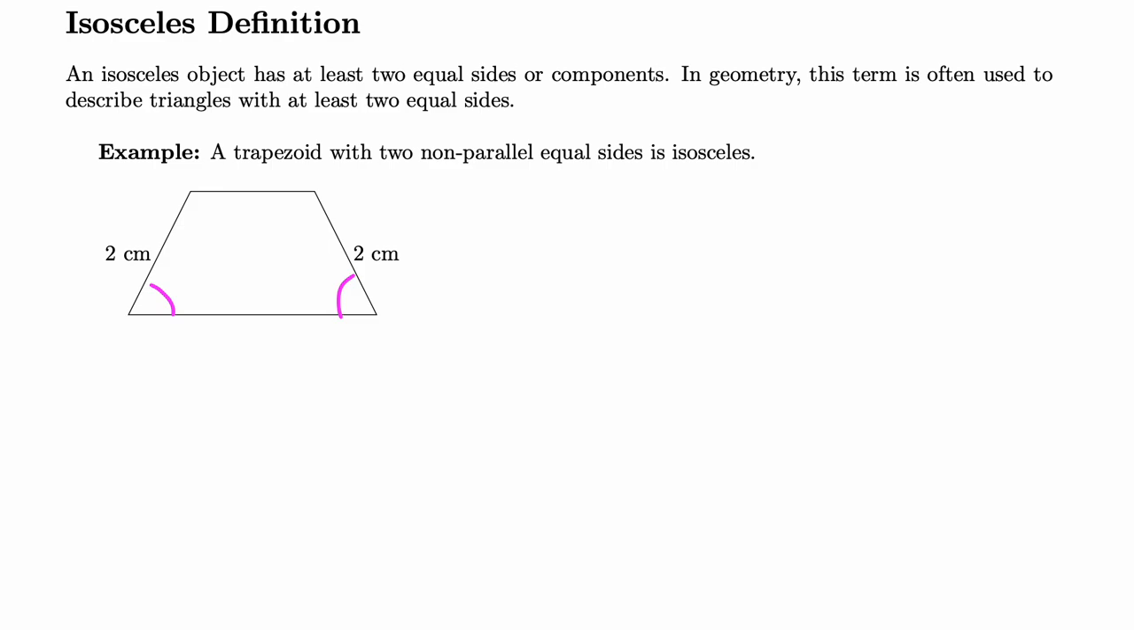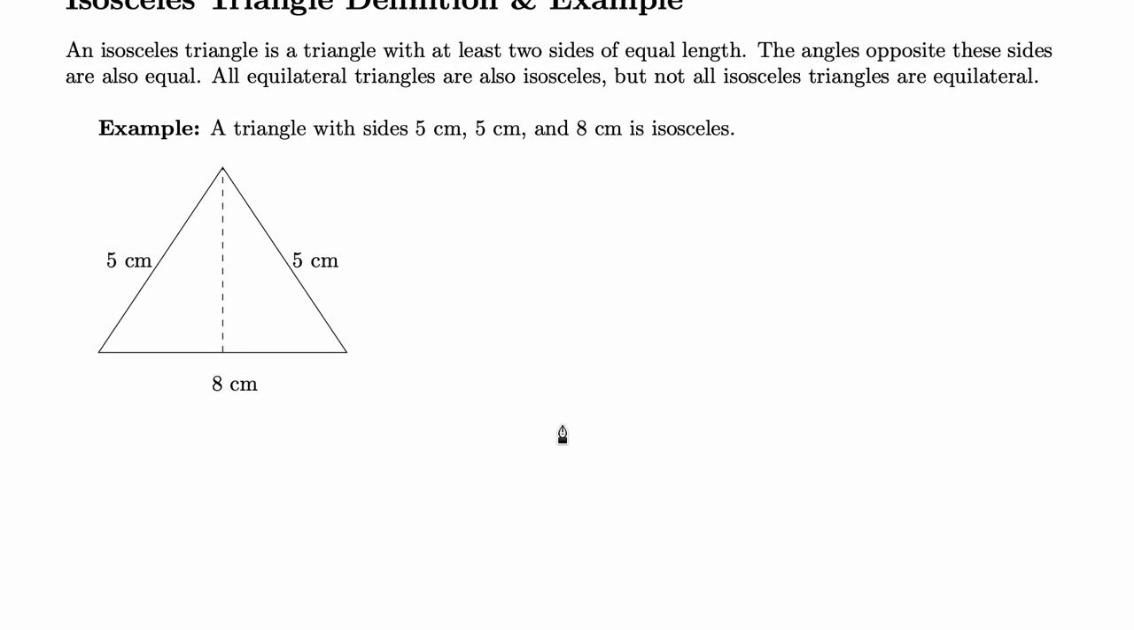One more important thing to note is that all equilateral triangles are also isosceles. So the key thing that most of my students miss is that for isosceles, it's two or more, which is kind of confusing. So because of that, all equilateral triangles are isosceles, but not all isosceles triangles are equilateral. As an example, this would be an example of a triangle that is isosceles, but is not equilateral.